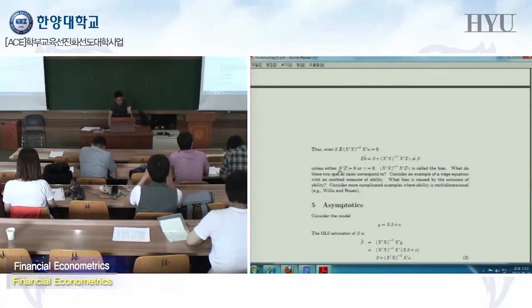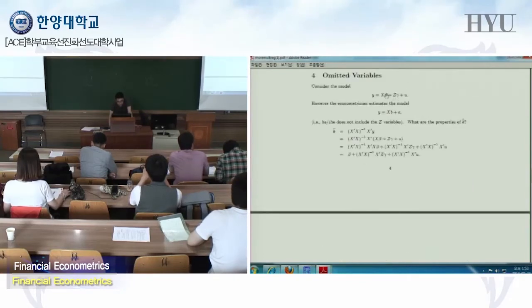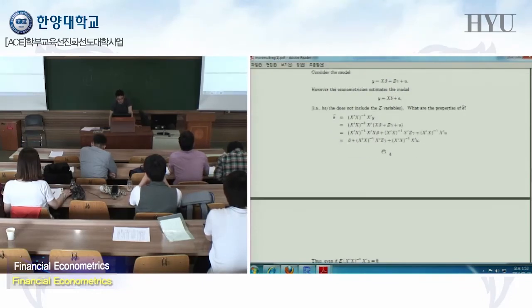The second one is more subtle. If X and Z, this one and this one, are independent of each other, orthogonal to each other, then it is fine. Even if we exclude this Z variable, we can still get an unbiased estimator. Why?